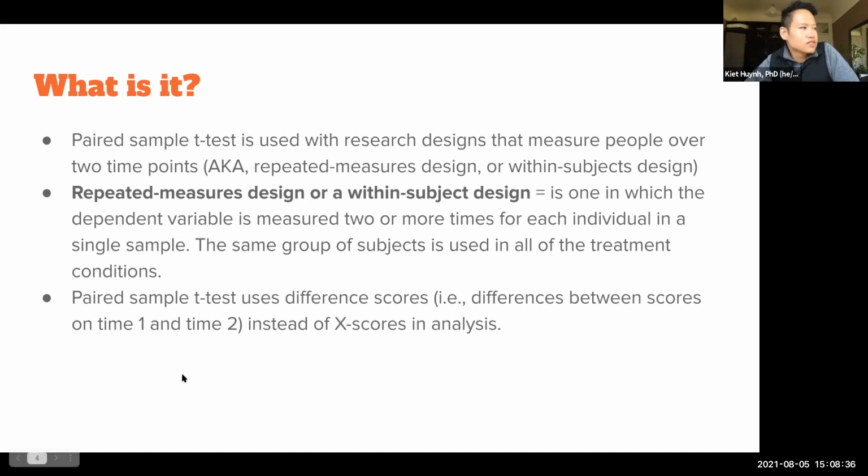What's important to know about the paired sample t-test is that it uses difference scores. Basically, it's the difference between the X values at time 2 versus time 1, and we use that in the analysis. This is different from the independent sample t-test that we learned in the last lecture, because that uses X scores in the analysis. But with the paired sample t-test, you use difference scores in the analysis. And this will become more clear when we get to the computation section.